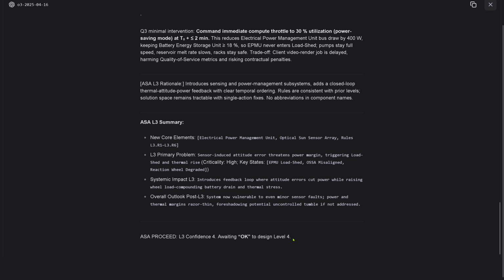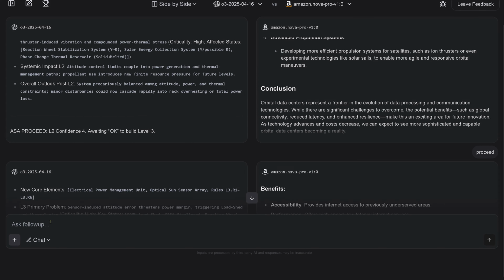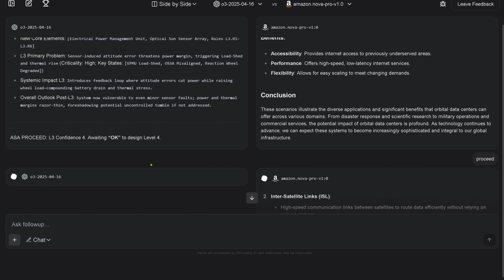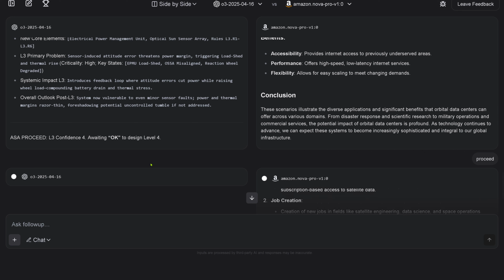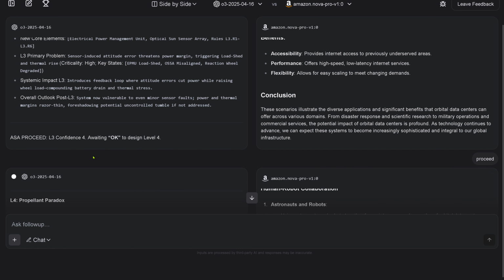So this was just level 3. What do you think? Go to level 4? Okay. So O3 is again thinking, yeah, Amazon is just running along, never mind. Astronauts and robots, beautiful. Nobody asked for this. Oh, now we have a propellant paradox. Hey, this is now interesting.